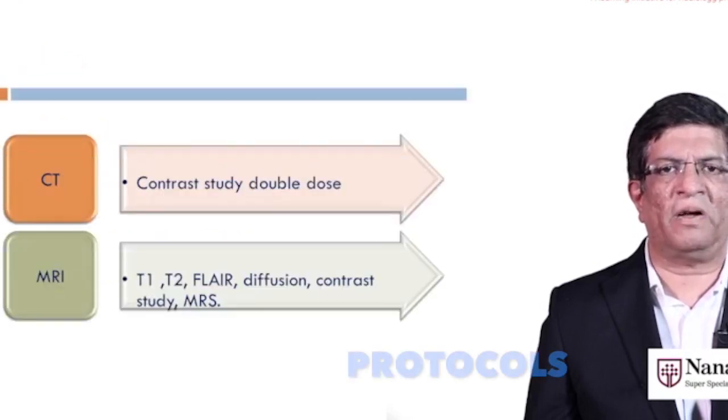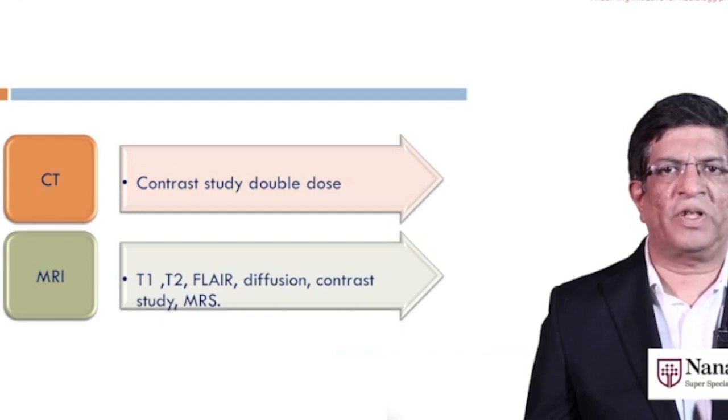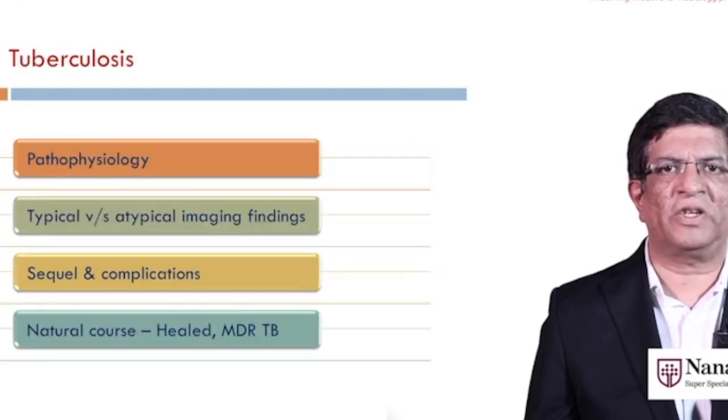A brief about the technique for CNS infections. A contrast study is a must whether you are doing CT or MR. When you are doing CT, it should be a double dose and you require a delayed set of images. When you are doing MR, in addition to the standard T1, T2, FLAIR and diffusion images, we require contrast, we require delayed images, and we also require MR spectroscopy to characterize these lesions better. We'll start off with CNS tuberculosis.